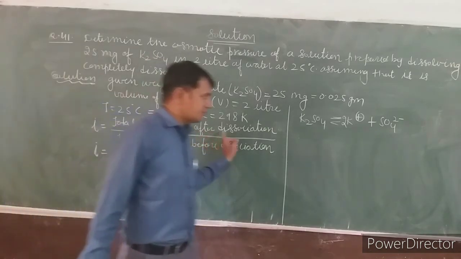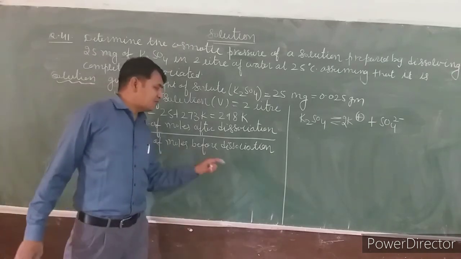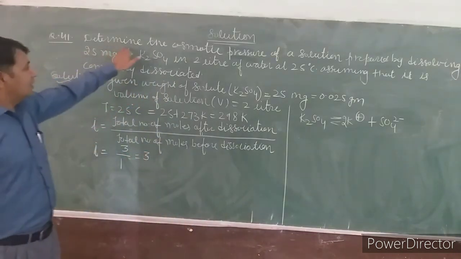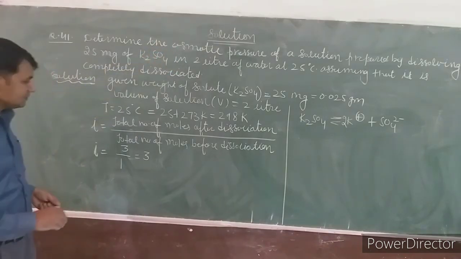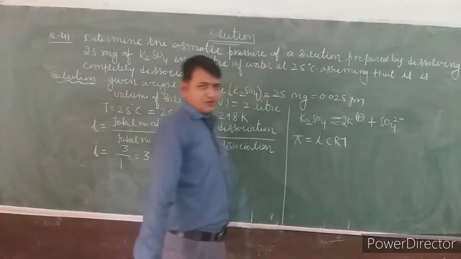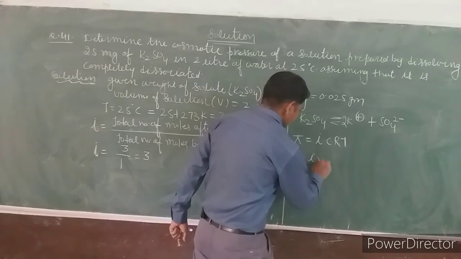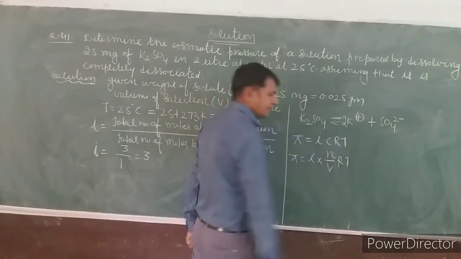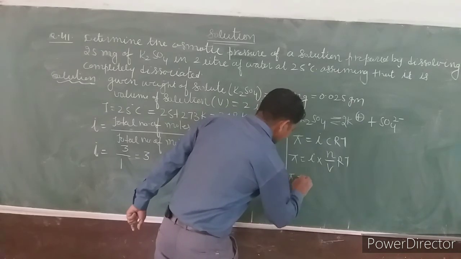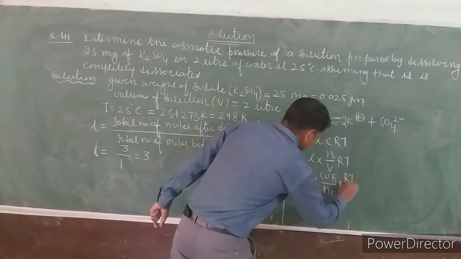Total number of moles after dissociation, 2 plus 1, that is 3. So we can write 3 upon the total number of moles before dissociation, that is 1. So clearly the value of I here is 3. Then we have to determine the osmotic pressure. You know very well the formula of osmotic pressure, pi equals ICRT. This is the first formula. Again, concentration has not been given, so change it: pi equals number of moles upon volume into RT. Again, the number of moles has not been given, so change this: pi equals I into WB upon MB into RT upon V.